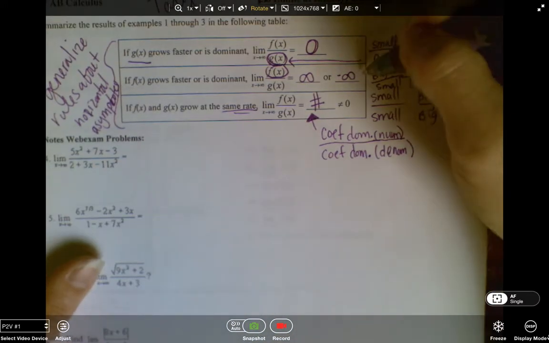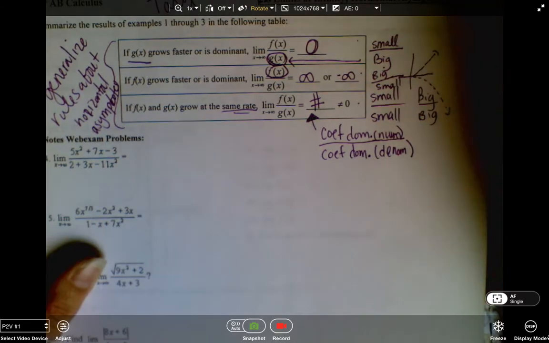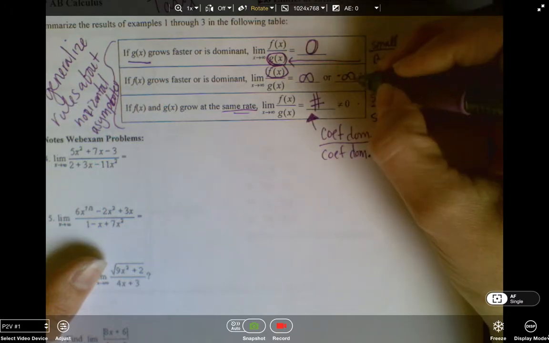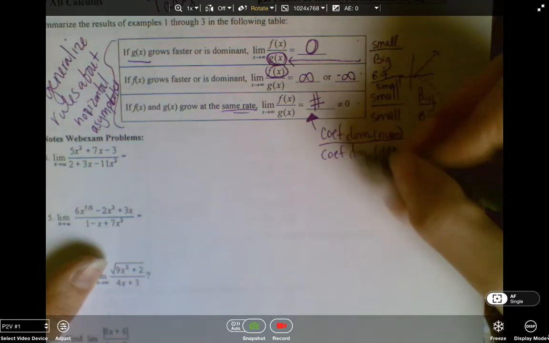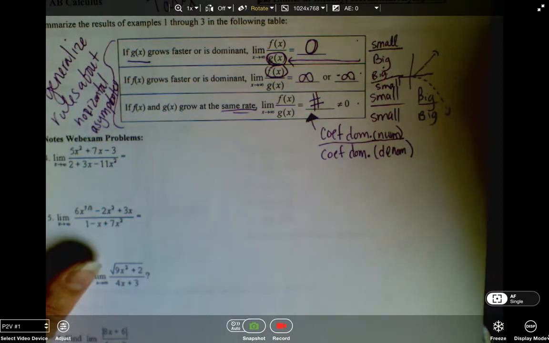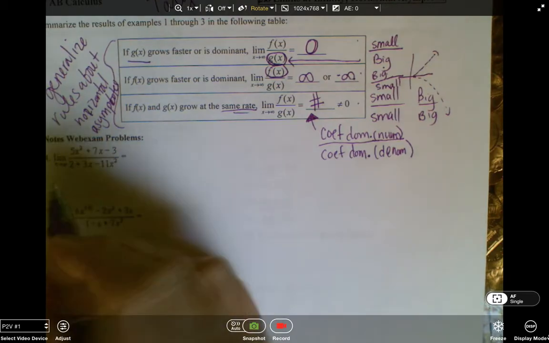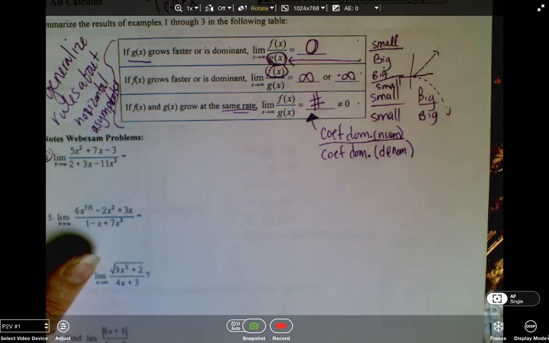So three different scenarios. If I have a small number divided by a big number, we're going to 0. Big by small, we're going to positive or negative infinity. And if they're worth the same, we're going to end up with a number. Okay, we're going to look at some examples of that one. So let's look at number 4 here together, and then you're going to do these independently as practice.